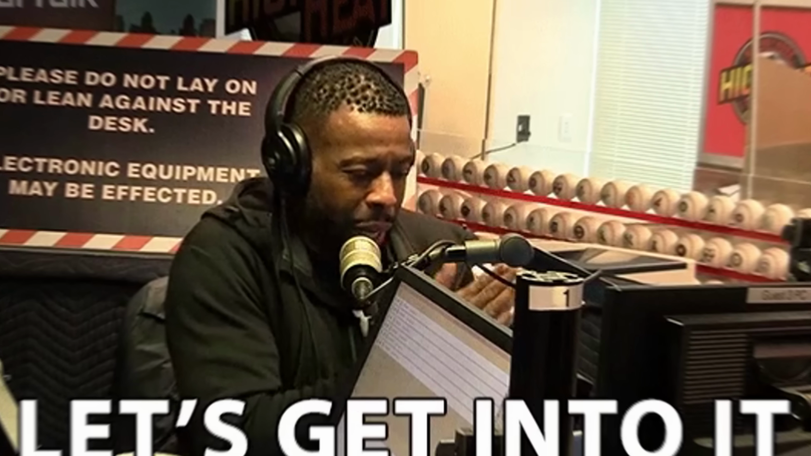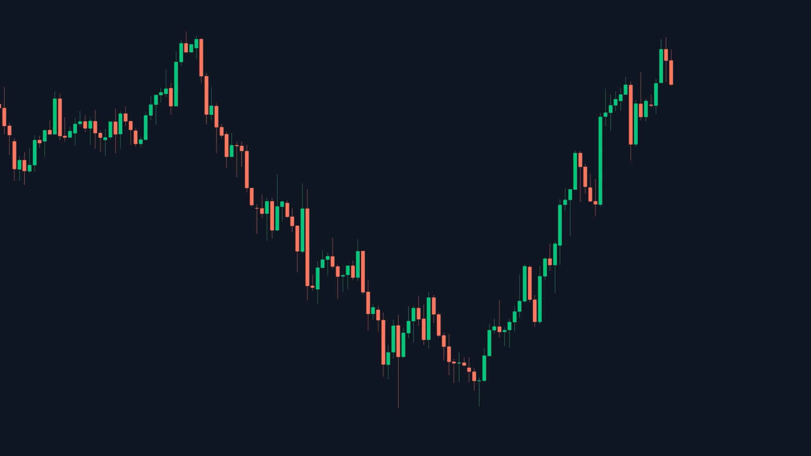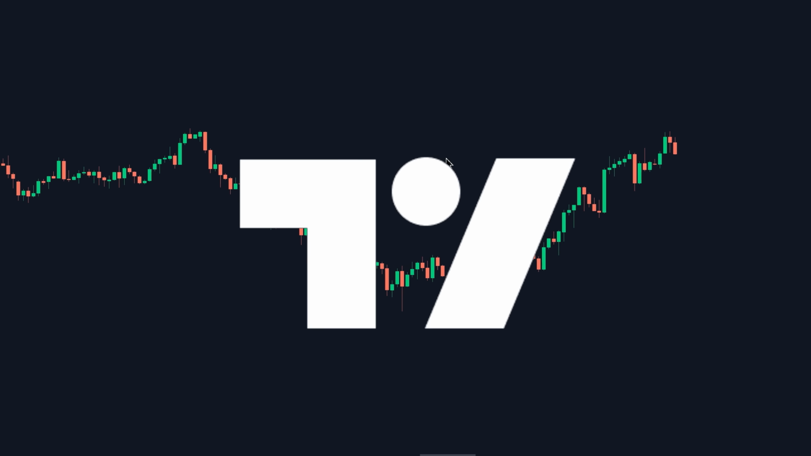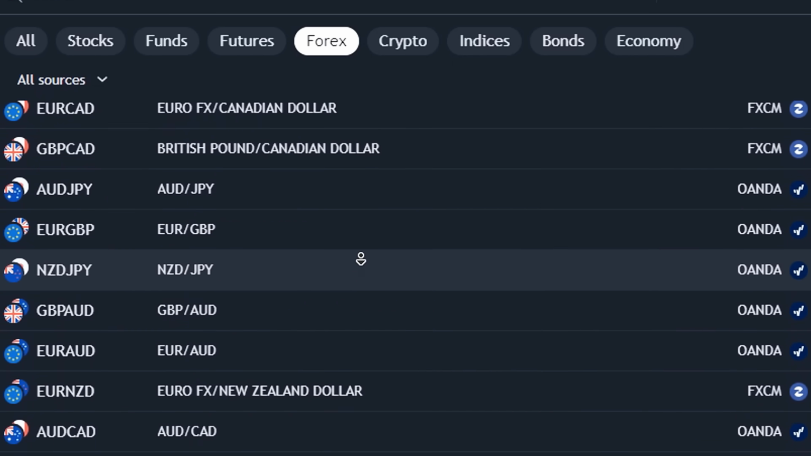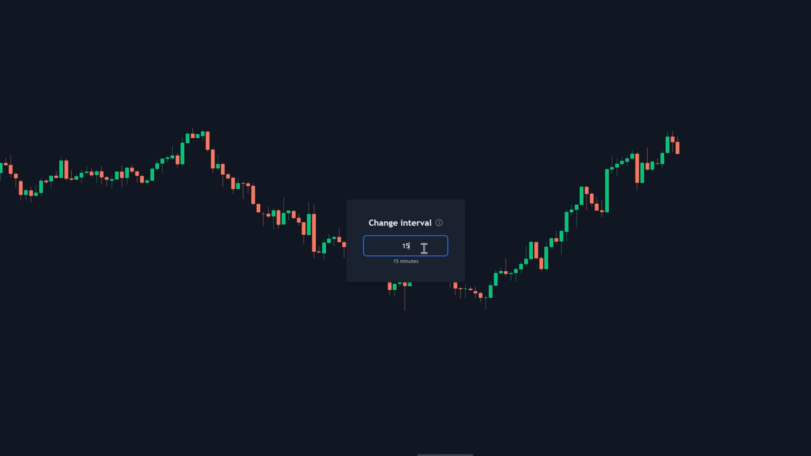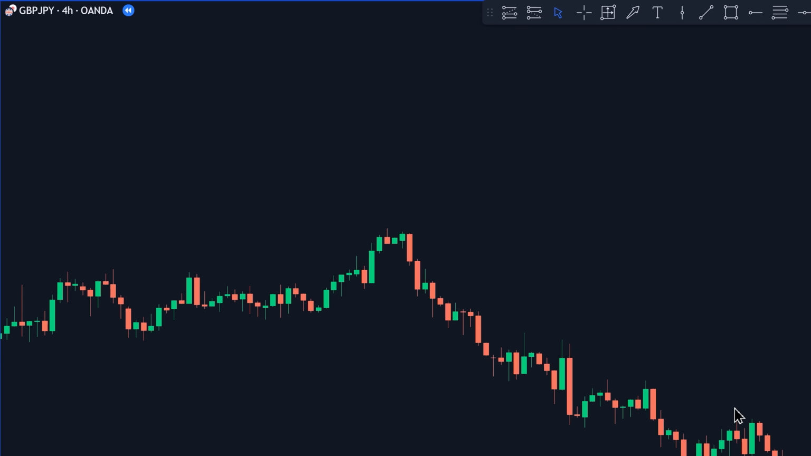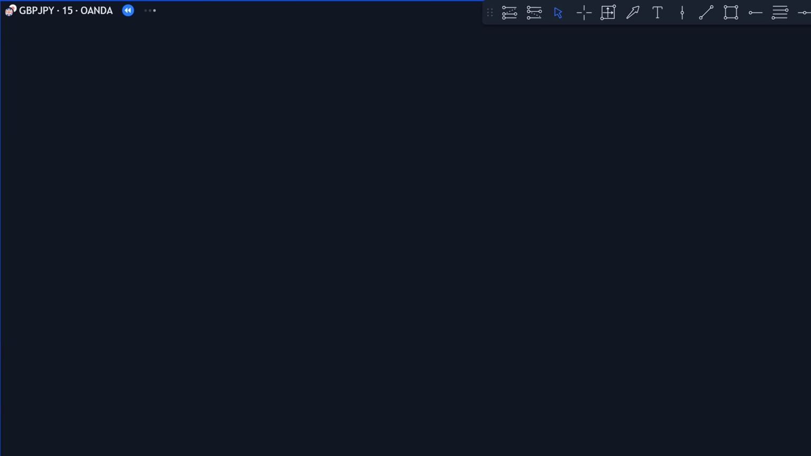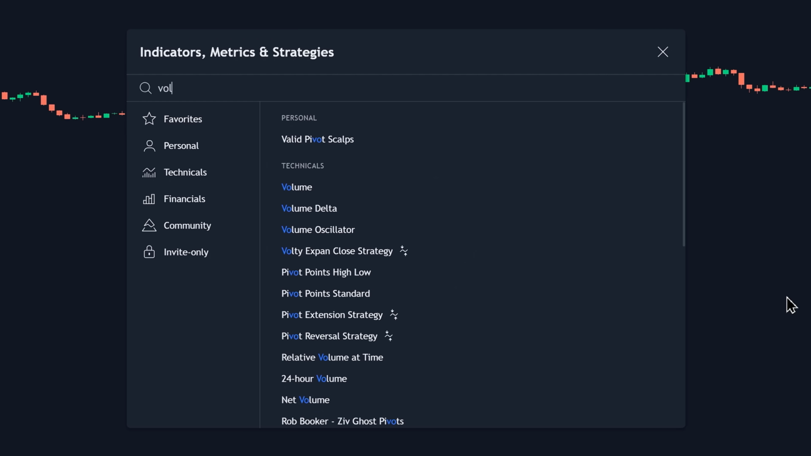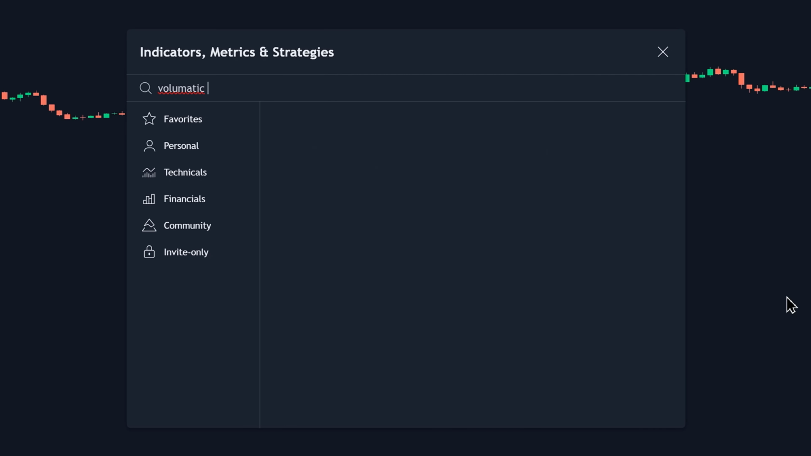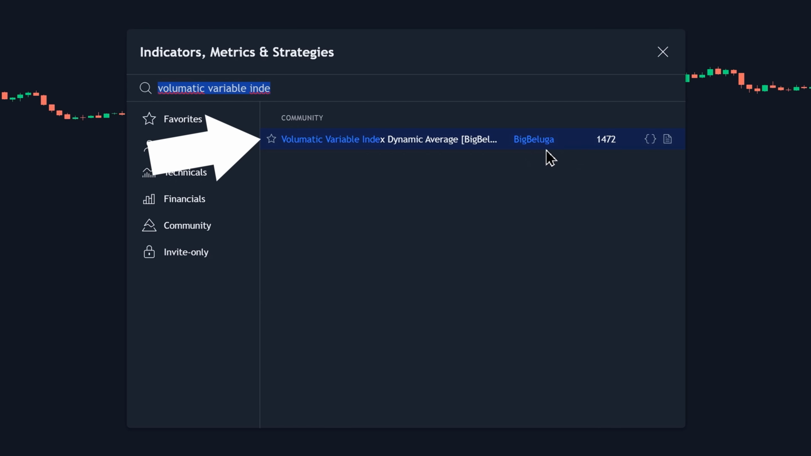Let's get into it. Now, to get started with this indicator, you want to go to TradingView and then open any trading security that you like in any time frame. For me, I'm going to be using the 15-minute time frame of GBP/JPY. Next, open the indicator search tab and type in Volumatic Variable Index. And it's going to be this one by Big Beluga.